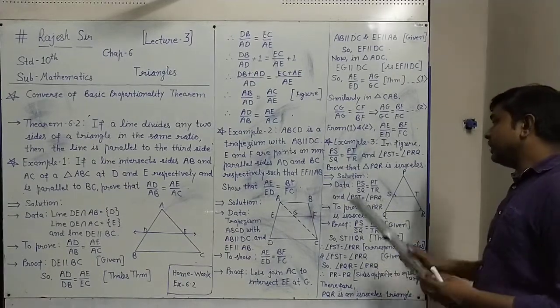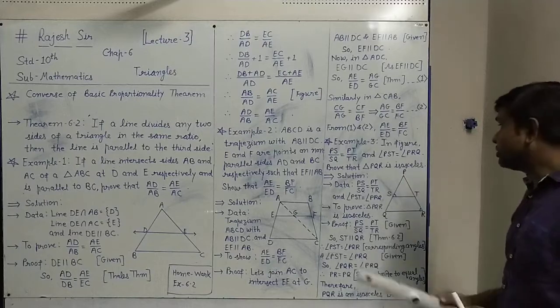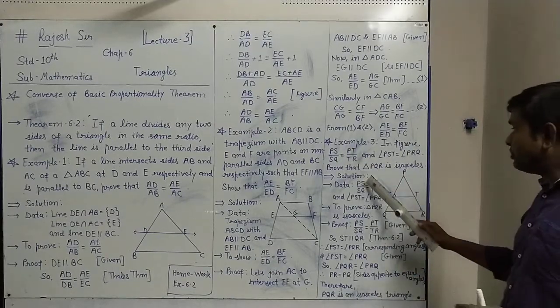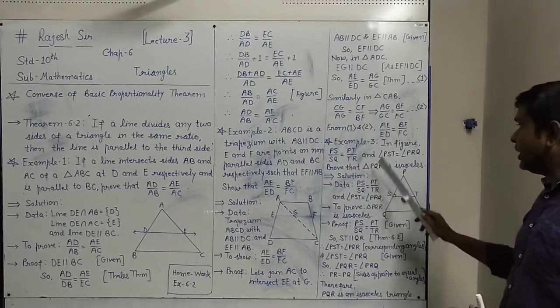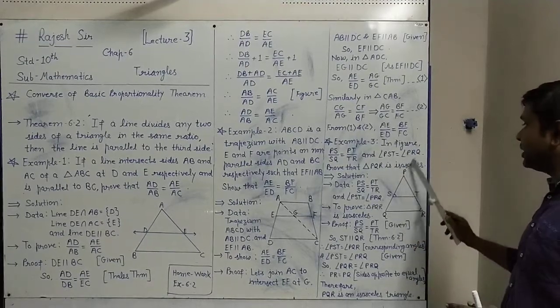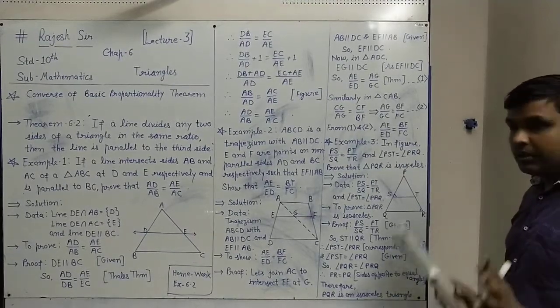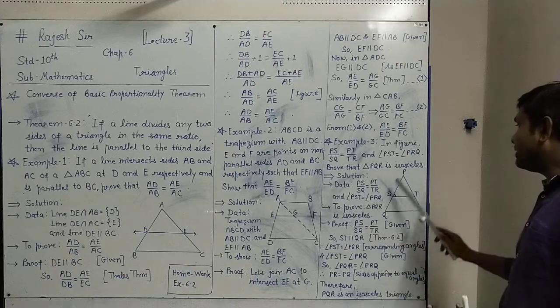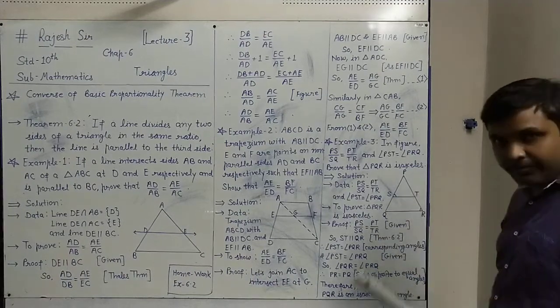So in the solution, first we will write the data. What is given in this question? In this question, PS upon SQ equals PT upon TR and angle PST equals angle PRQ. These two things are given. What do we want to prove here? To prove that triangle PQR is isosceles.